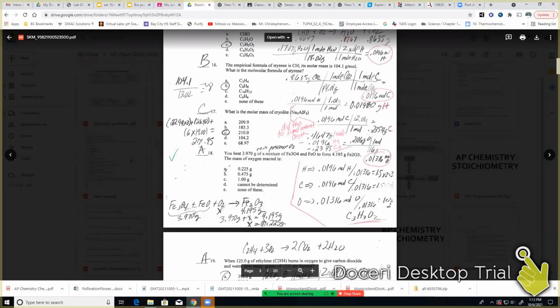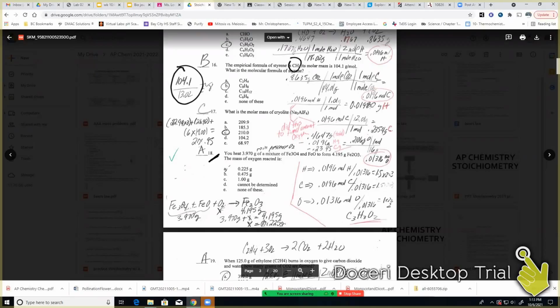All right, 16 a lot easier because all you had to do was this right here. So does that go with that one? Yes. You're going to take your molar mass and divide it by your empirical and just get that ratio. And then the molar mass of whatever cryolite is.